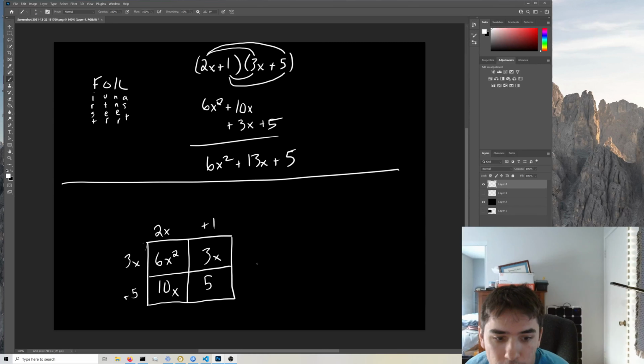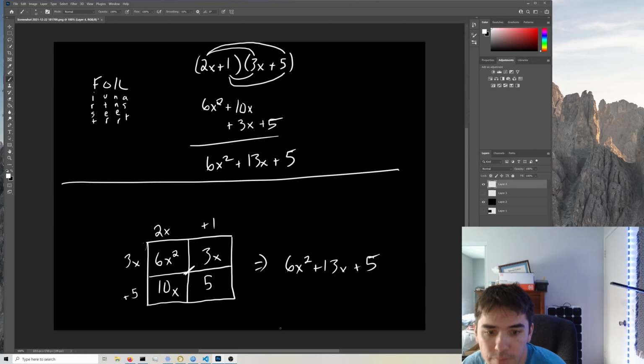And so then these terms here add together, so it becomes the same answer as before, 6x squared plus 13x plus 5. So that's the box method.